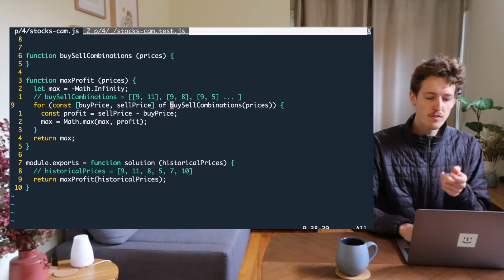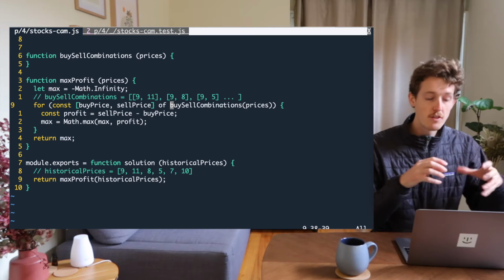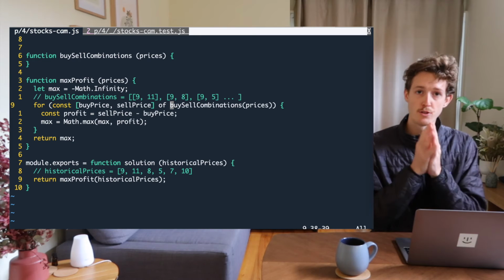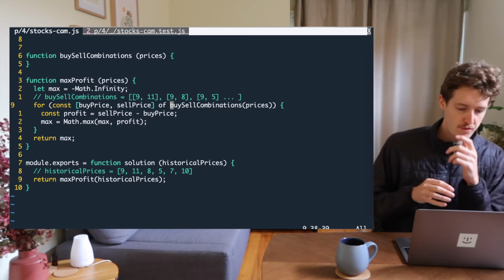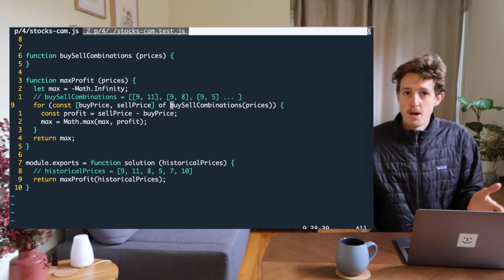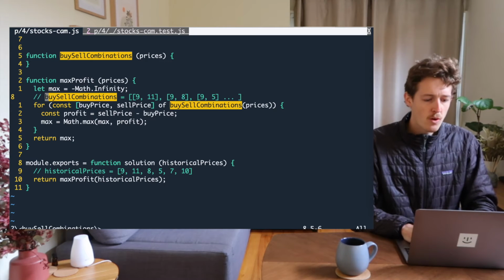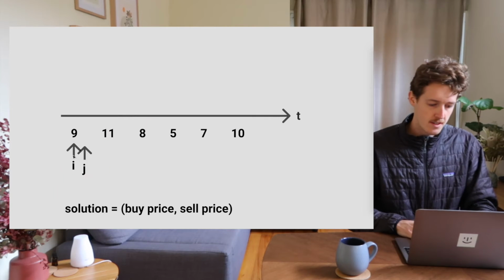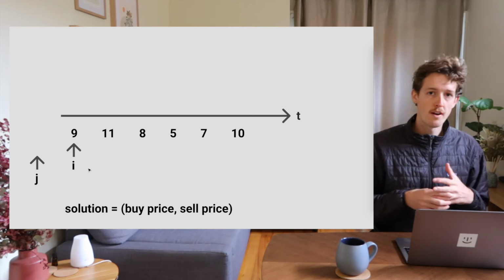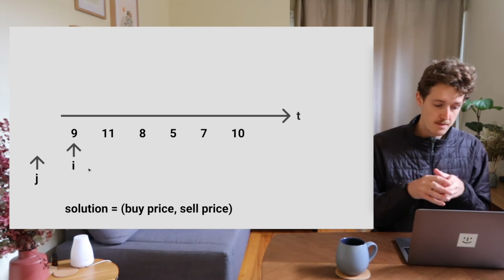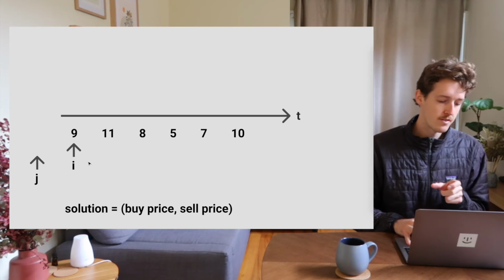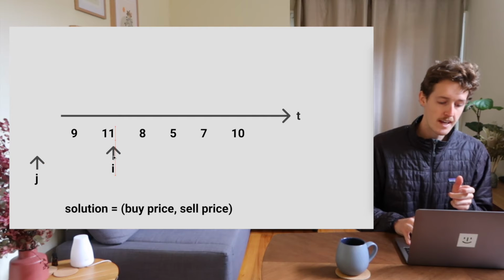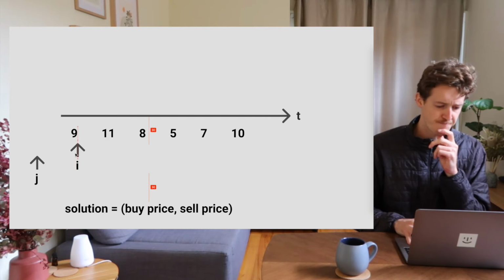All right, so now we've got this idea of buy and sell price, and buy sell combinations is going to do the hard work for us. The next thing we have to do is implement buy sell combinations. So how do we implement it? Well, you can think of it like this. We're going to have to use an old school for loop to implement this. Basically the idea is we're going to have one loop variable called i, which is going to iterate over each price in the list.